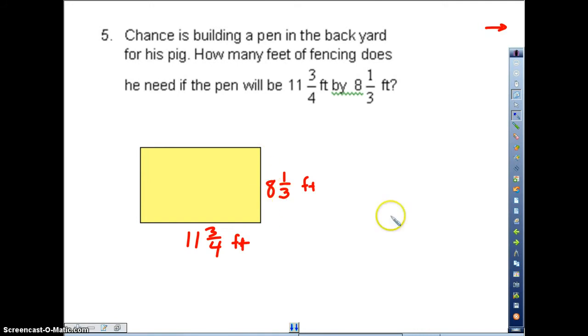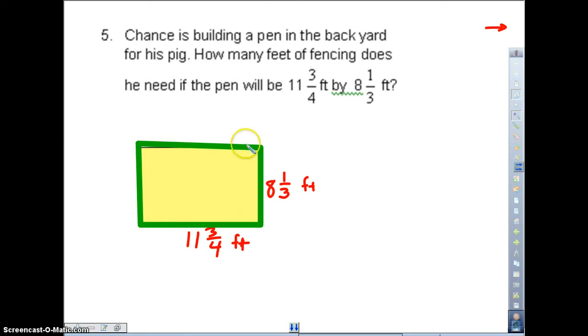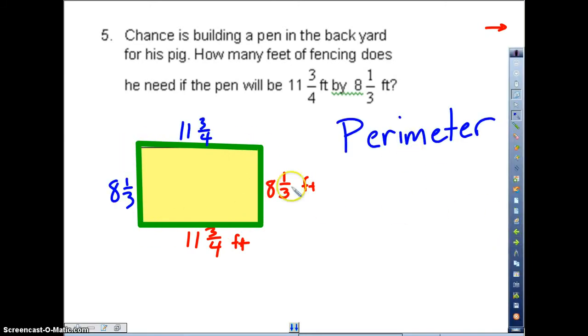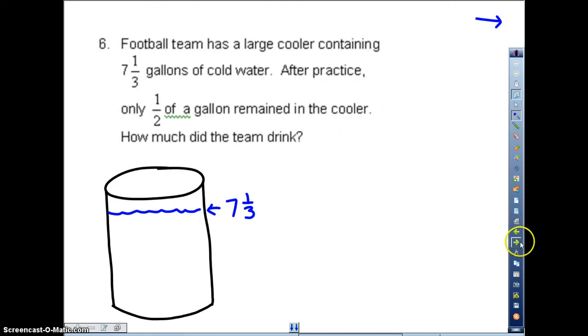Where does fencing go if I'm making a pen? Yeah, it goes around the outside. We call that what? Yeah, that's your perimeter. So to calculate your perimeter, it's this length plus this length plus this length plus that one. Add them all up, and you know how many feet of fencing you need. Don't forget you need common denominators.